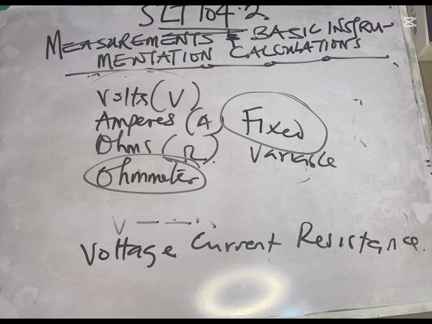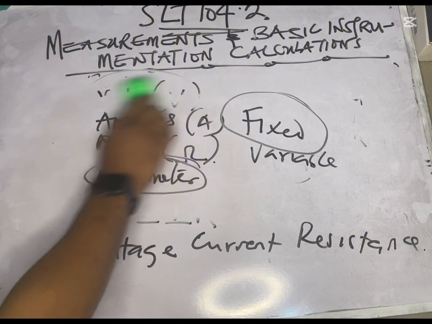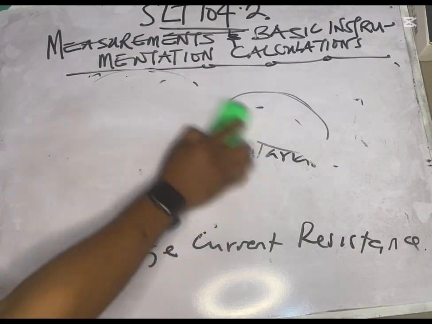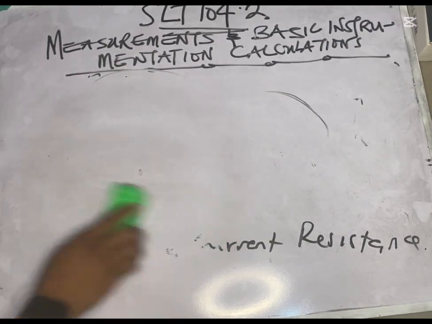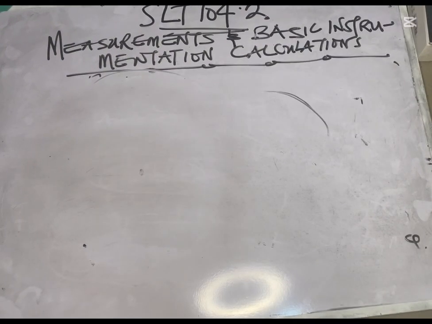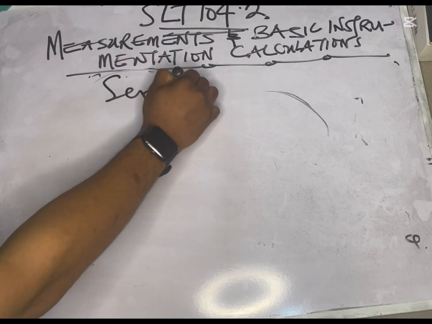Now, let's look at this. Basically, there are two ways of connecting a resistor in a circuit, or resistors in a circuit. These two ways are also common to that of capacitors and inductors. So we are going to be looking at the connection of resistors, capacitors, and inductors in series and parallel, and we'll be looking at it individually. So, we'll be looking at resistors in terms of series and parallel.